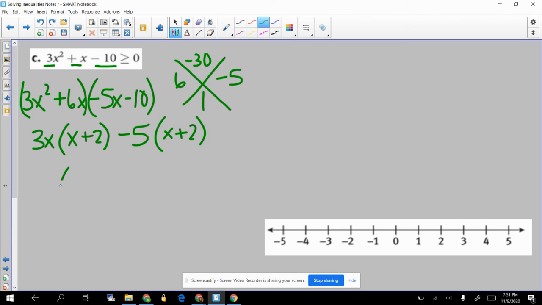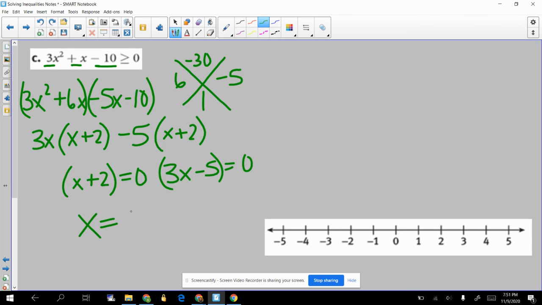What's in the parentheses matches up. That becomes one factor, and 3x minus 5 becomes your other. And I'm just setting them equal to 0. So in this first one, I would subtract 2 over and get x equals negative 2. And in the second one, I would have to add 5 over and then divide by 3.